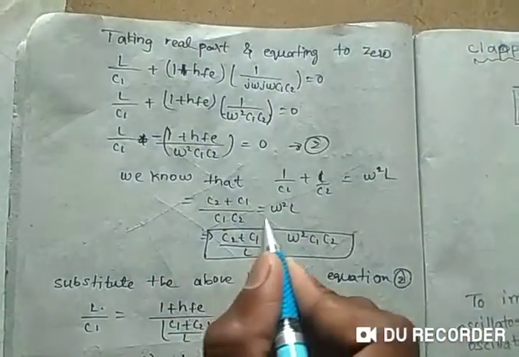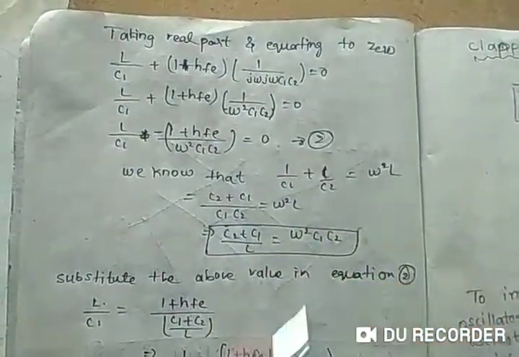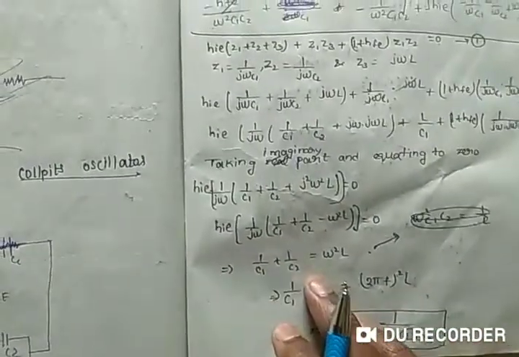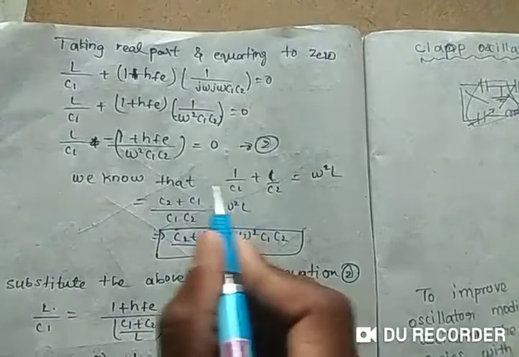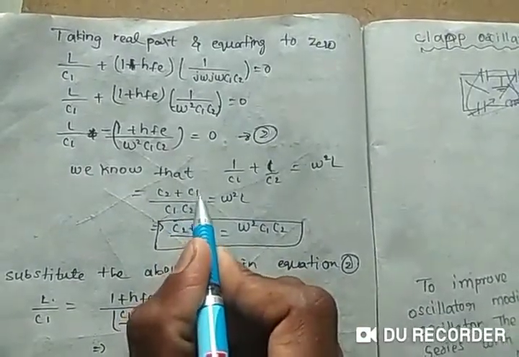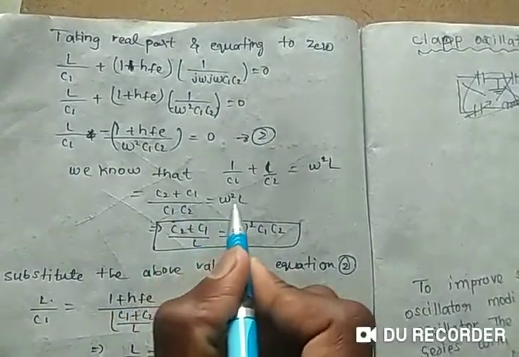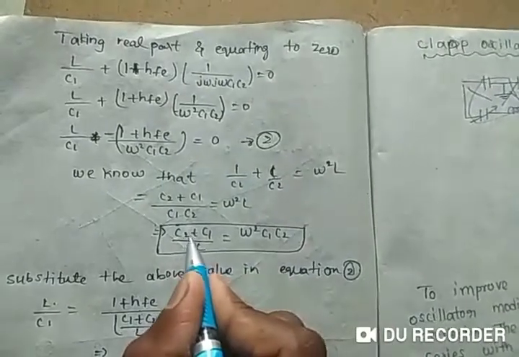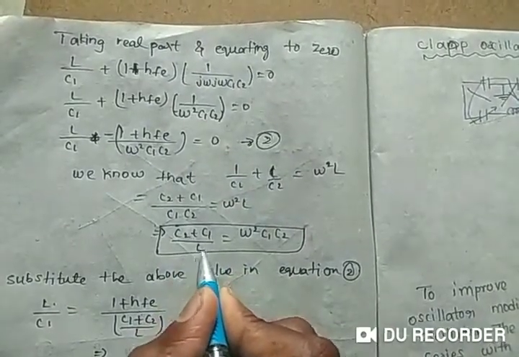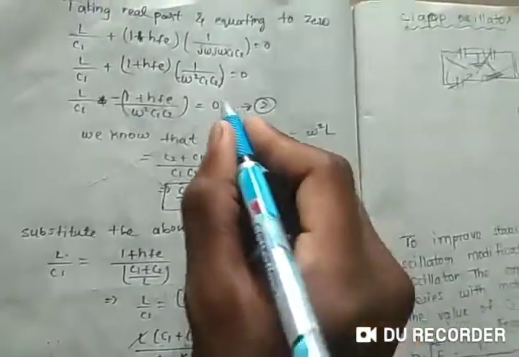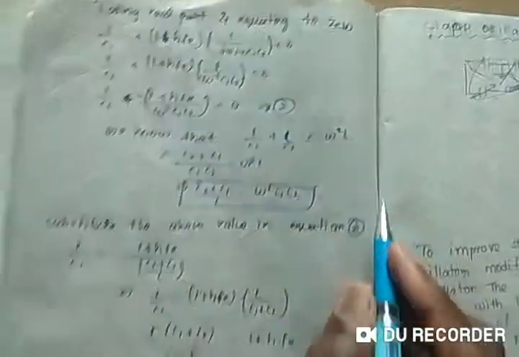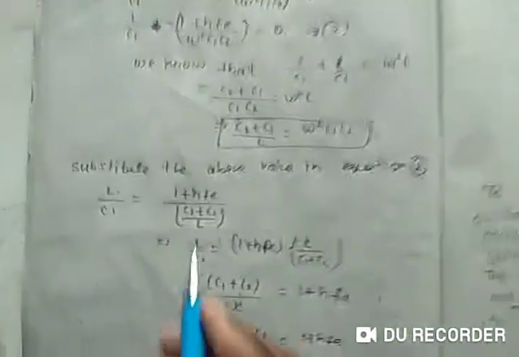We know that 1 by C1 plus 1 by C2 is equal to omega square L. Here is the condition, 1 by C1 plus 1 by C2 is equal to omega square L. Proving this, cross multiply, C2 plus C1 by C1 C2 is equal to omega square L, and C2 plus C1 by L is equal to omega square C1 C2, and we got the value of omega square C1 C2. And now substitute this value in equation 2.